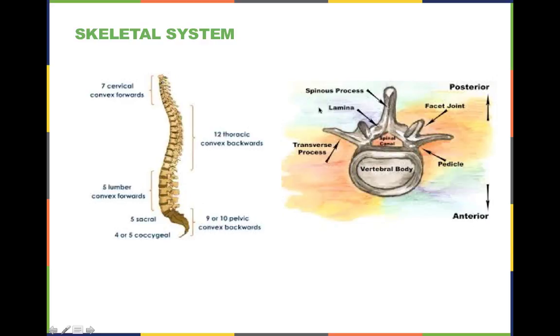This is one vertebral bone. It's made up of a body, the vertebral body. The transverse processes are here. The pedicle is here. This is called the lamina, and the spinous process here. One joint occurs here and the other is here.